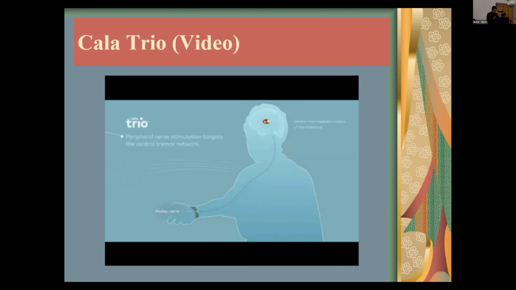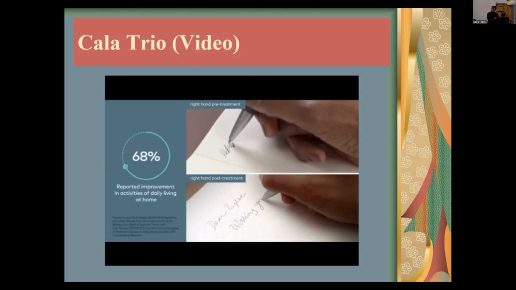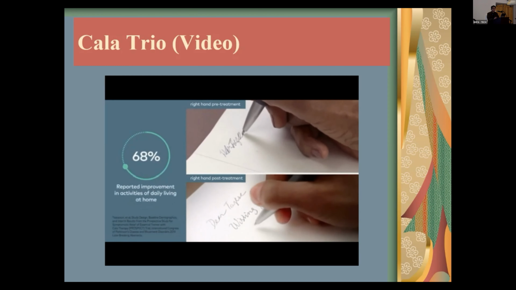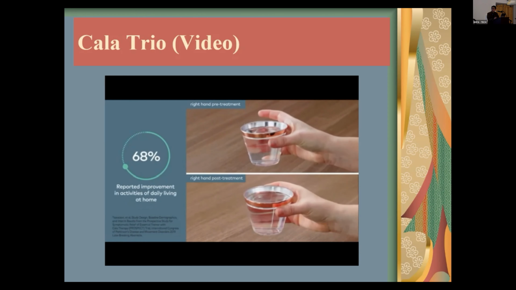Surface stimulation is delivered to the median and radial nerves, disrupting the pathological tremor frequency signals. This effectively addresses the variability of your patient's condition, resulting in a meaningful reduction of the tremor for a period of time. Symptom improvement using Cala therapy at home. 68% of users reported improvement in activities of daily living, most notably in handwriting, holding a cup, and using a spoon.